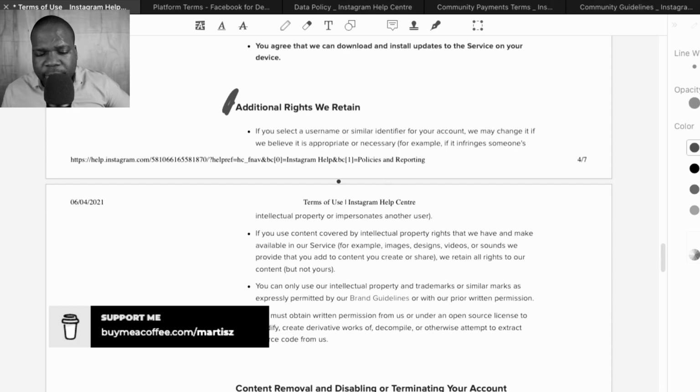Yeah, you need to watch out for this. If you don't know what intellectual property is, just try not to use other stuff from other people. If you use that, this can be a reason to suspend your account or delete your account.